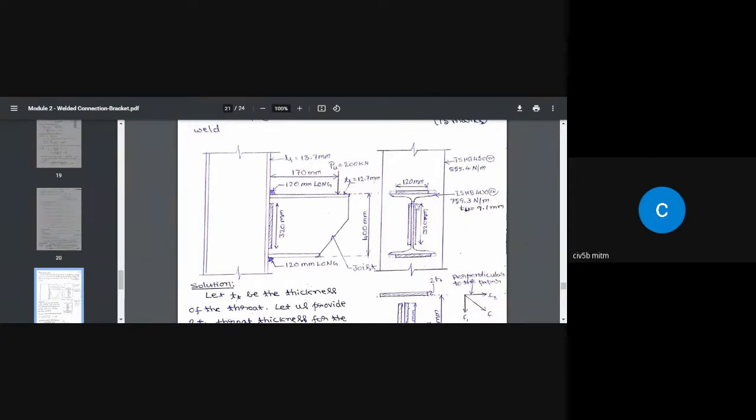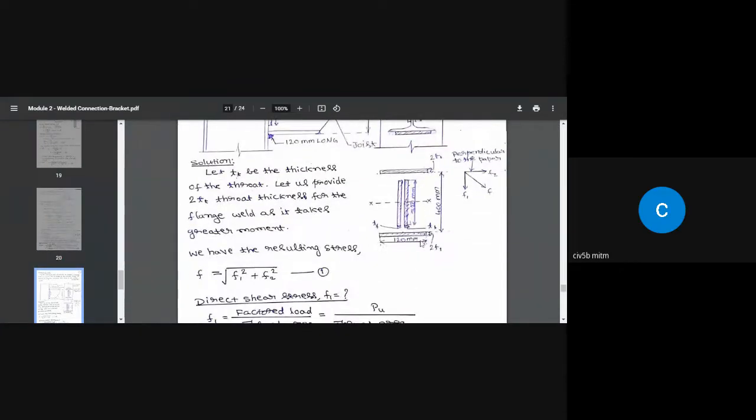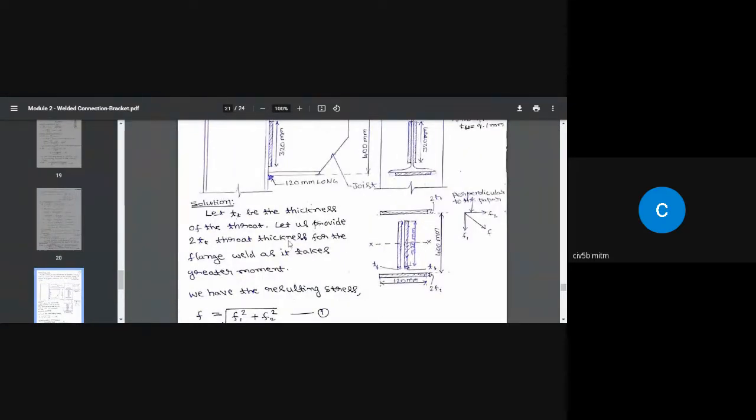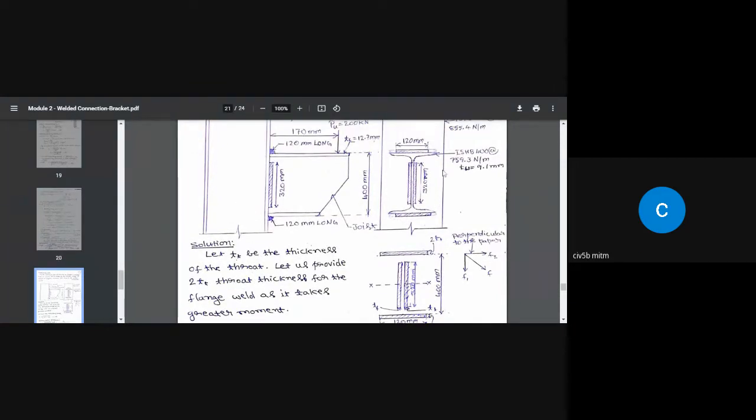Of course this weld is also subjected to tension, but not as much as this. Because of that, I have provided more weld, and the weld size is 2 times the weld size of this one. Okay, the vertical weld. Let TT be the thickness of the throat for this vertical part of the weld. So let us provide 2 times TT throat thickness for the flange weld.